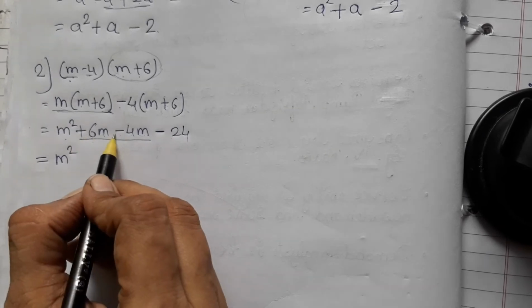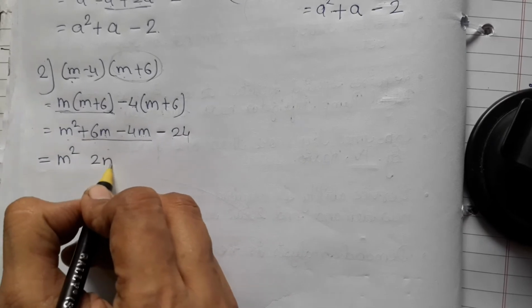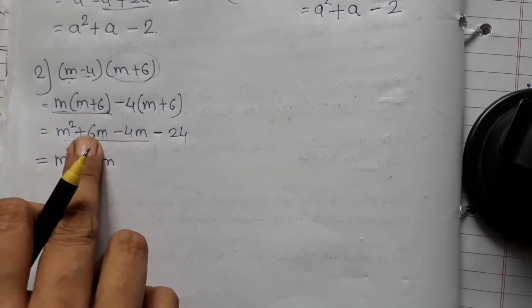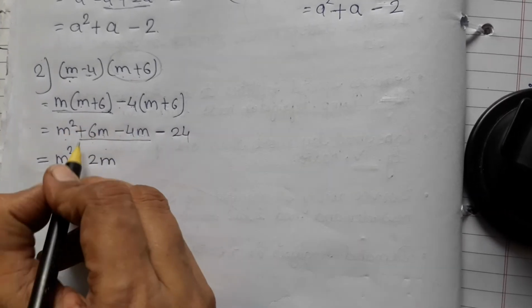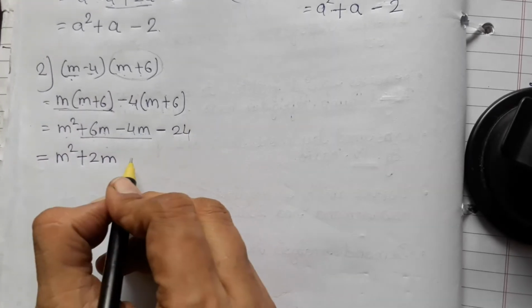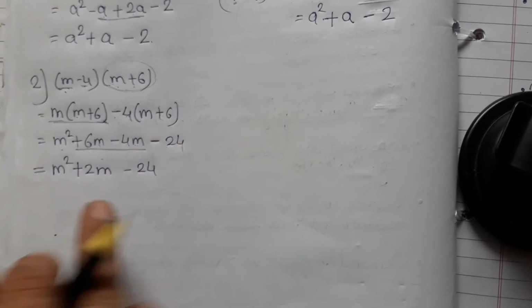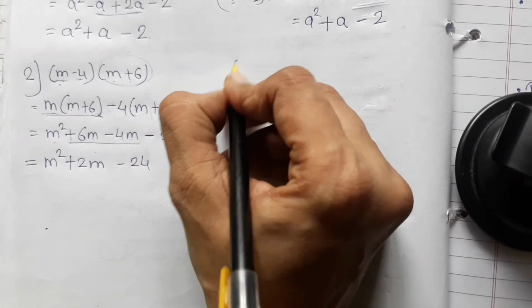Plus minus will be minus. 6 minus 4 is minus 2m, and for the sign here we have to use the bigger one. The bigger sign is plus. This is minus 24. This is the answer. Now we will do the same using the formula.